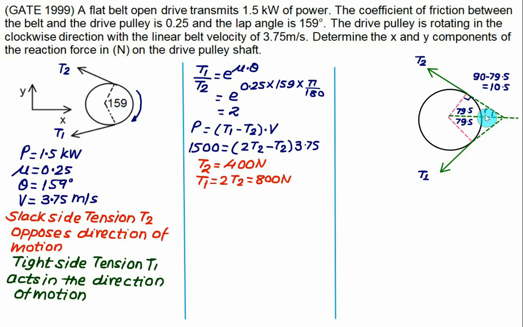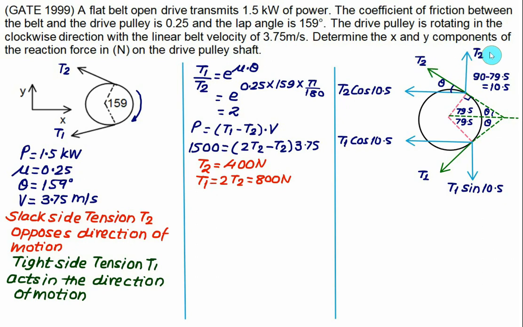So this angle is equal to theta as well as this angle equal to theta. The corresponding angle here is also equal to theta. So this component is T2 cos of theta, that is 10.5. Whereas this component of T1 is T1 into cos of 10.5. The vertical component here, which is acting downward, is T1 into sine of 10.5. And the vertical component of T2 is T2 into sine 10.5.